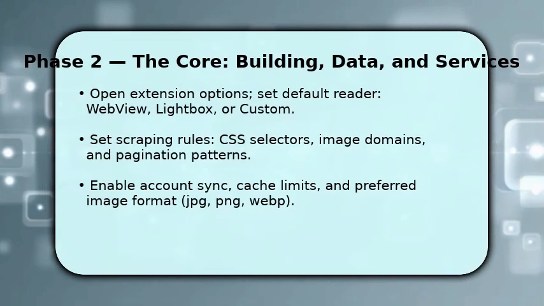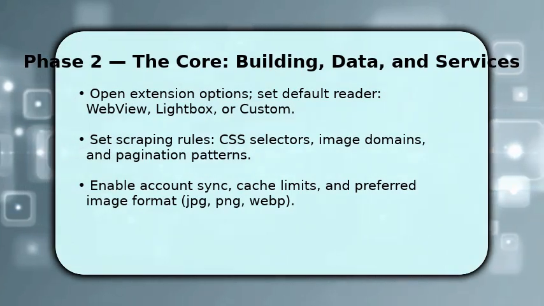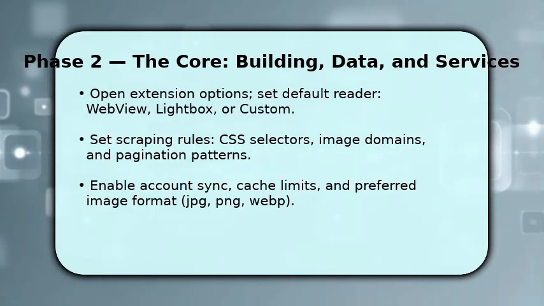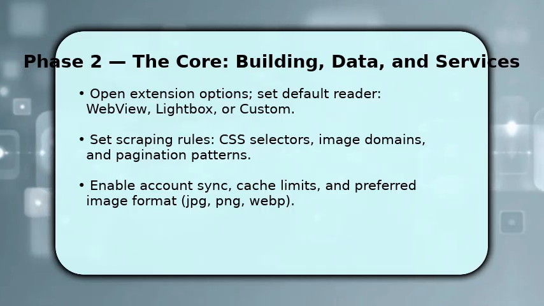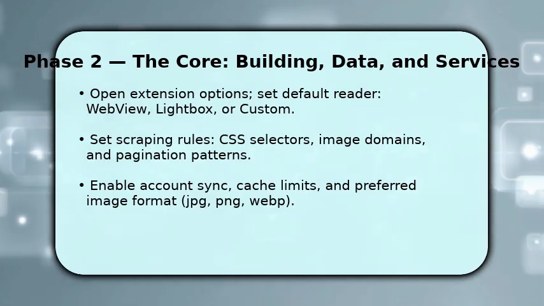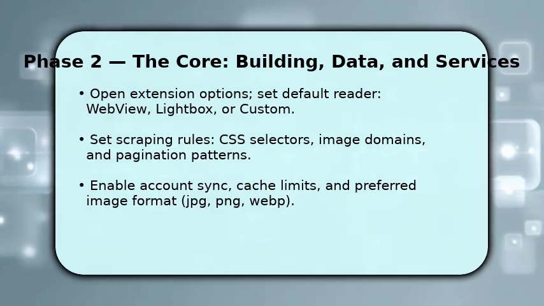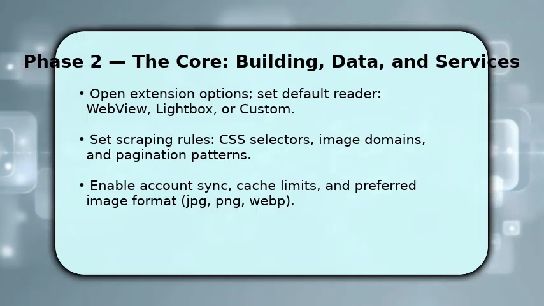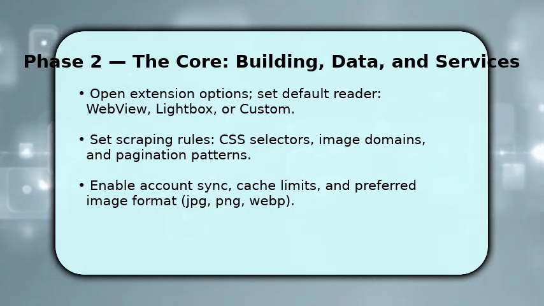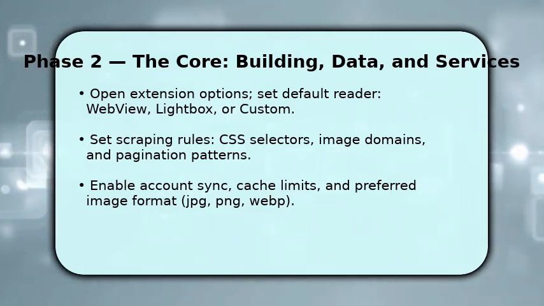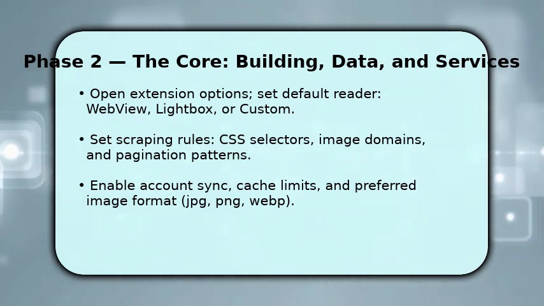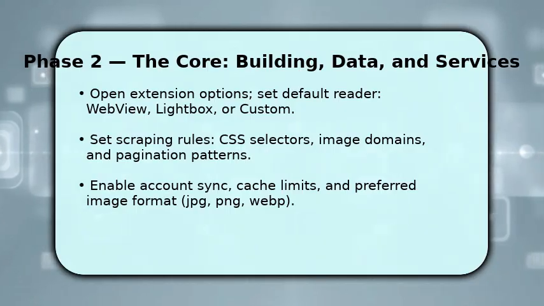Now you configure how the extension talks to Tachimanga. Open Options and choose the default reader mode. You want the one that matches your viewing speed and bandwidth. Next, define scraping rules. Specify selectors for page images and next page links so the parser pulls chapters reliably. Once done, set caching and image format preferences to balance quality and storage. Make sure to enable account sync if you use multiple devices, because that preserves your bookmarks and read history automatically.